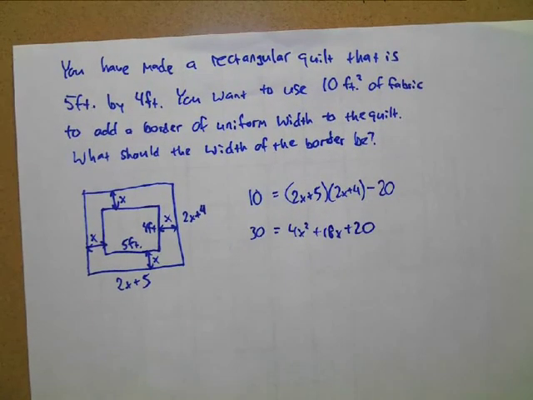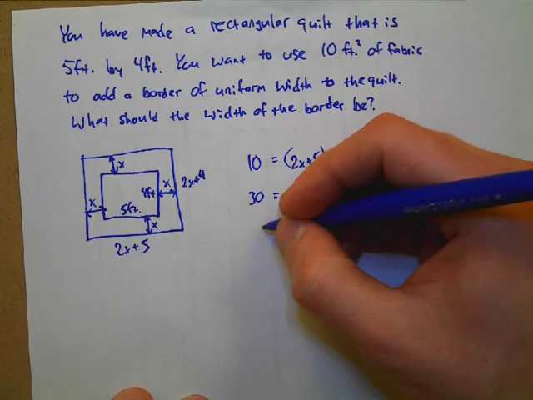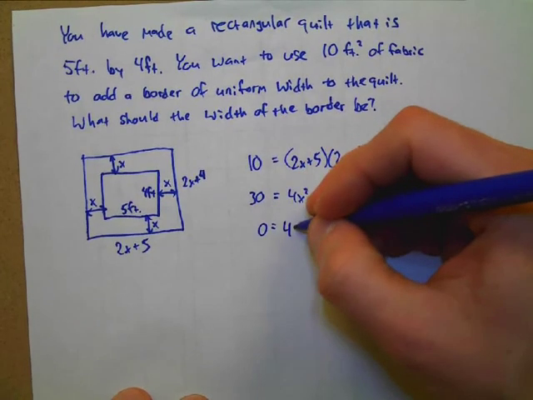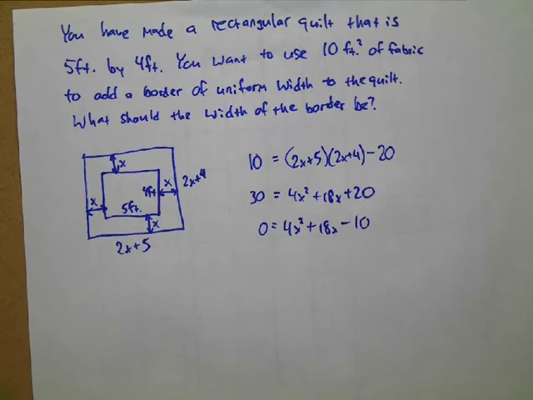Okay, and now what do I need to do? Subtract 30, so it's equal to 0, right? Minus 10. Okay, now what should we do next? We're going to factor, right? What kind of factoring should I do first, though? So, GCF, right, Maya? What GCF can we factor out here?